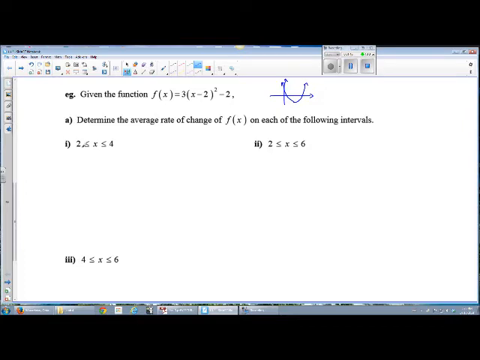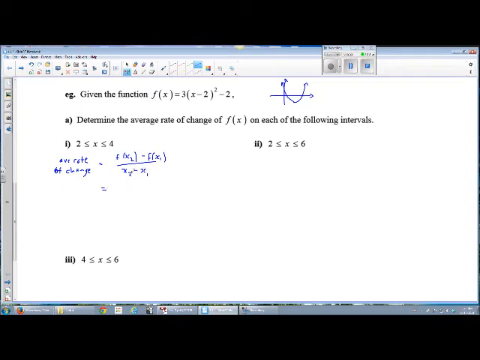Okay. So we want to determine the average rate of change of f(x) on the interval from 2 to 4. So the average rate of change, and I might get lazy here in a second and just write m, because we know that the average rate of change is the same as slope. But the average rate of change is f(x2) minus f(x1) all over x2 minus x1.